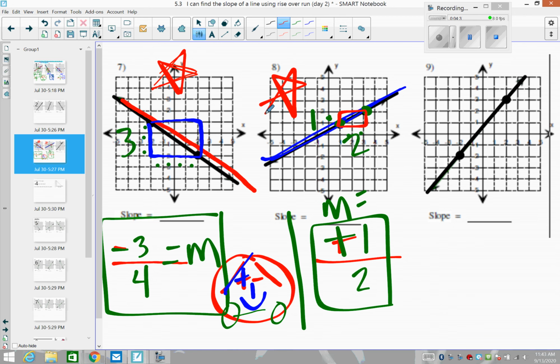Give yourself a star on your paper if you nailed that one. Next question. This is an increasing line, so it's positive. Awesome. We are going to build our rectangle. Here we go. So we're going to drive it down, turn the corner, drive it up, turn the corner.